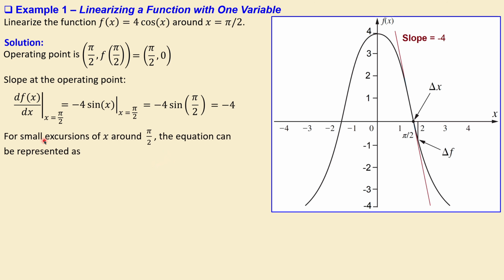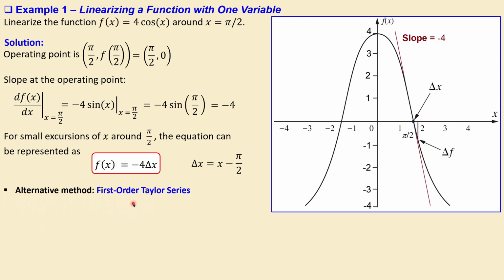Okay, now for small excursions of x around that operating point value of x, the equation can be represented by this, which is again what we have discussed before. So a small change in f is minus 4 times a small change in x. And that delta x is then x minus pi over 2.